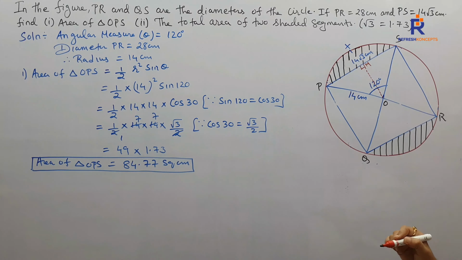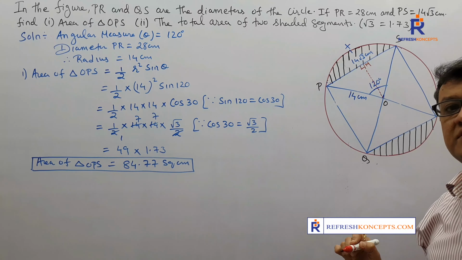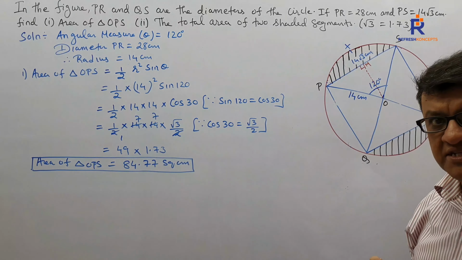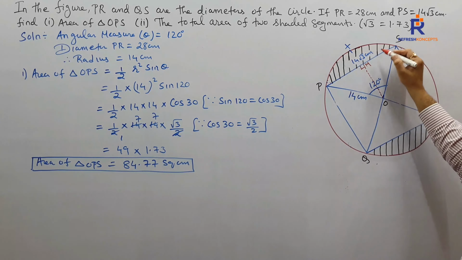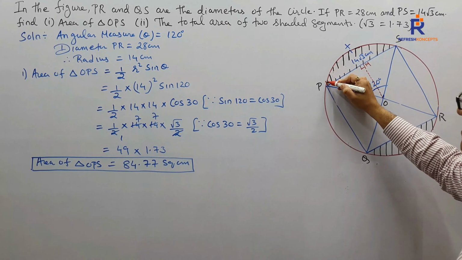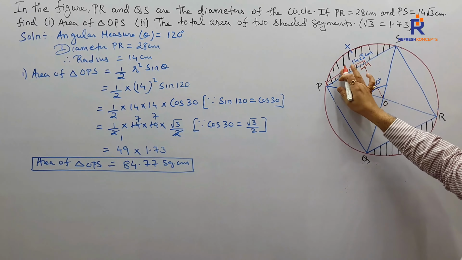Are we aware? A perpendicular drawn from the center of the circle to the chord bisects the chord. This is one of the theorems of circles. So this is 14 root 3, and this part, from here to here, shall be 7 root 3.